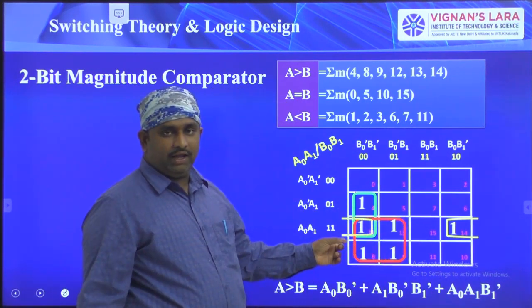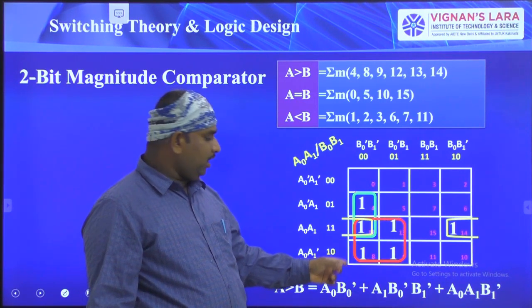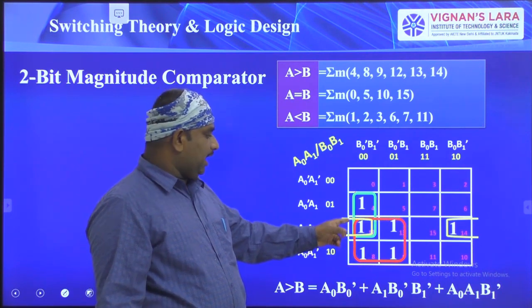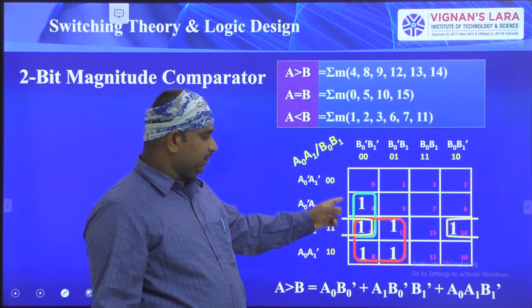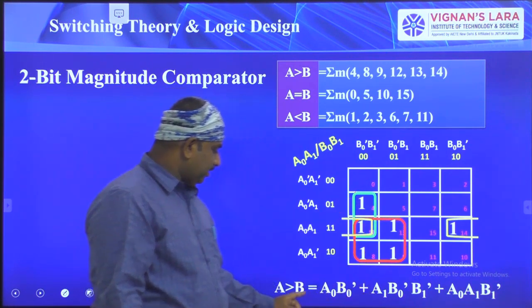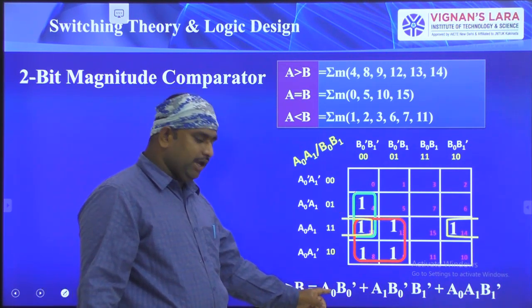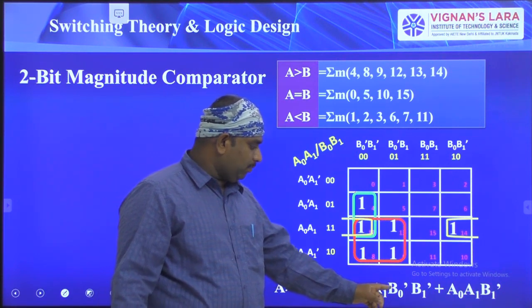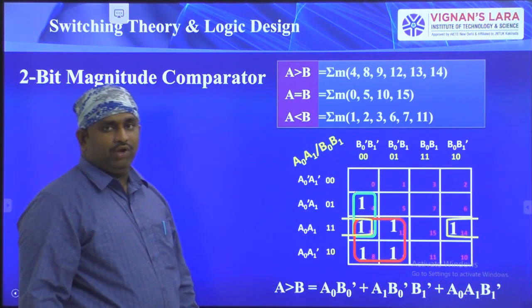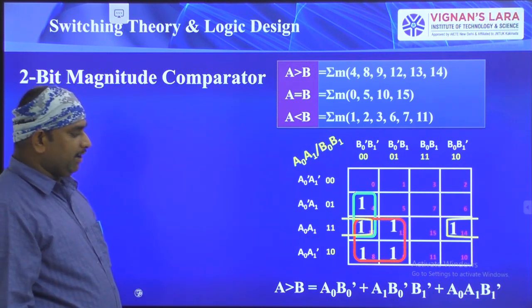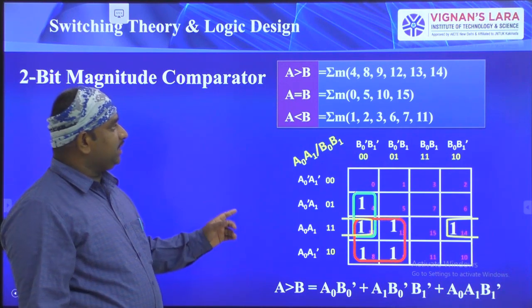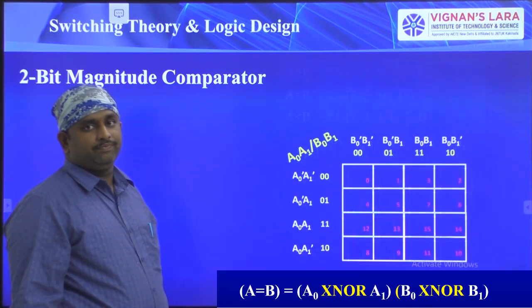So all the one elements I have represented here, and I have formed a quad group here with a red color box, and I have formed two pairs with green color and yellow color boxes. So those results I have written here. So A greater than B is equal to A1 B1 bar plus A0 B0 bar plus A0 A1 B1 bar. So like that we have formed the 2-bit magnitude comparator for A greater than B combinations.